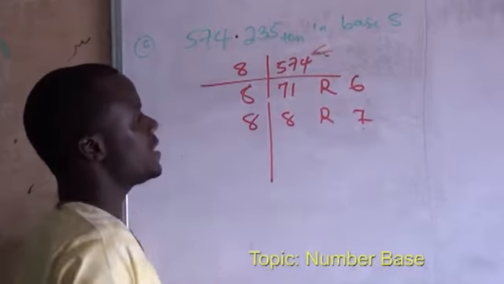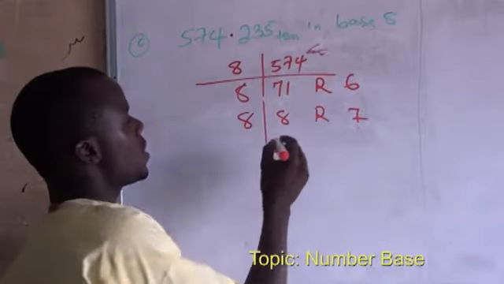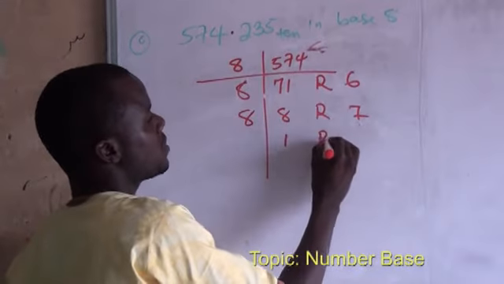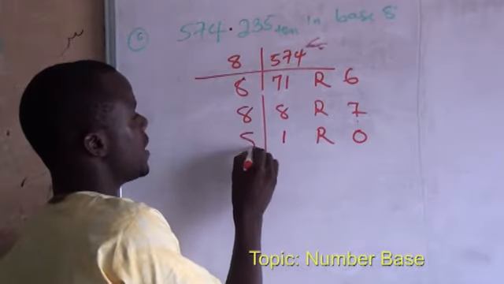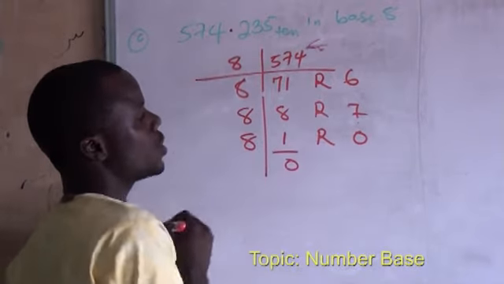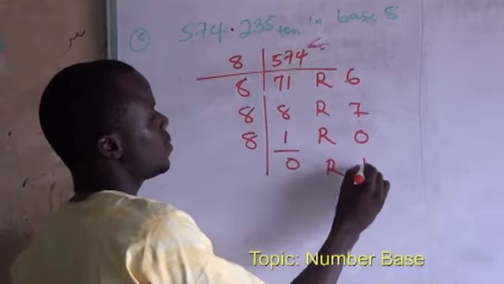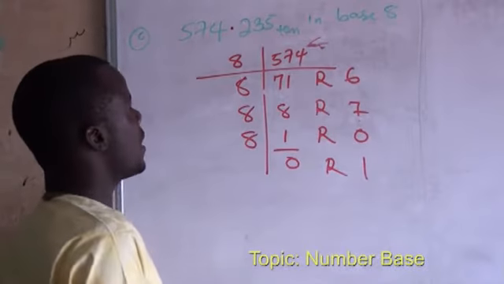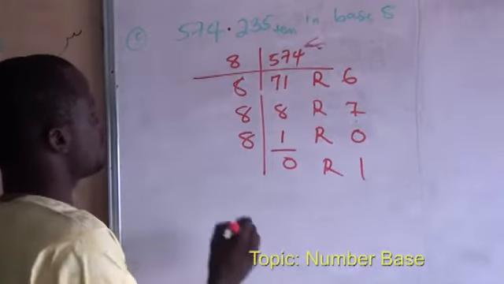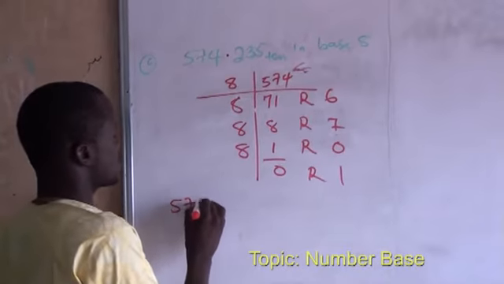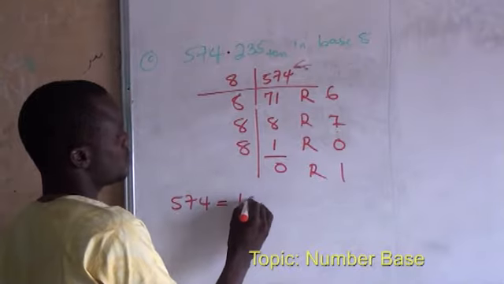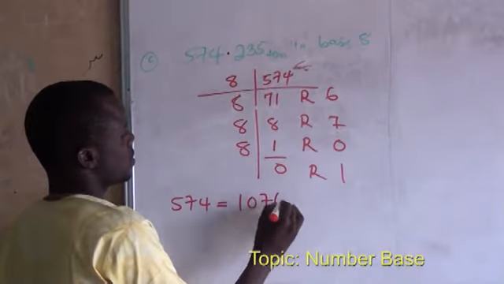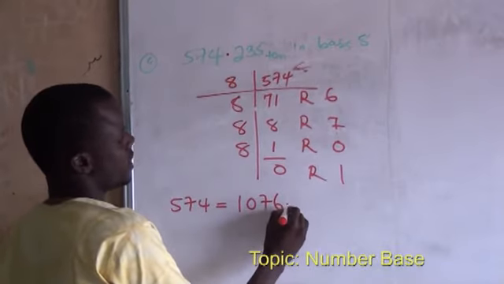Then here we have 8. 8 into 8 goes 1 time, remainder 0. Then here we say 8 into 1 is 0, remainder 1. That is the whole number part, so 574 is equal to 1076. This is base 8.